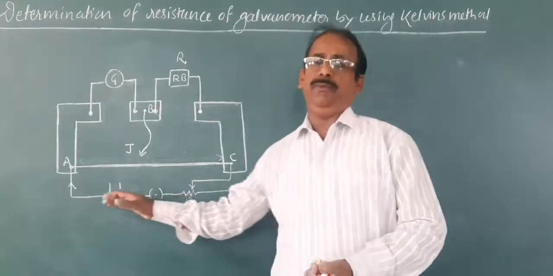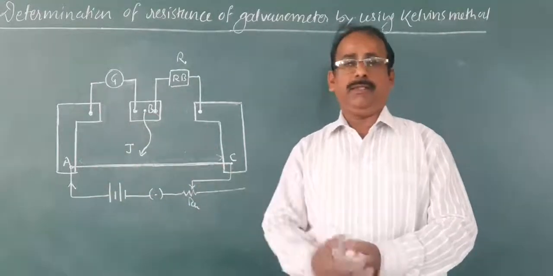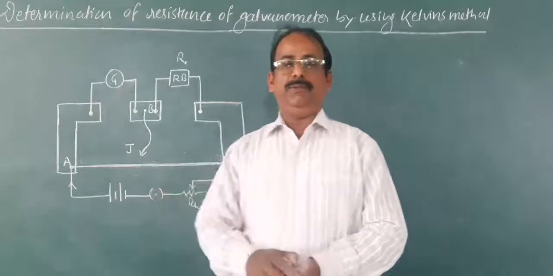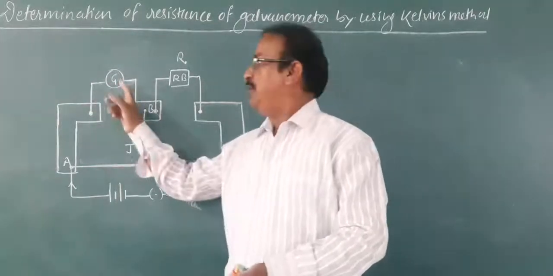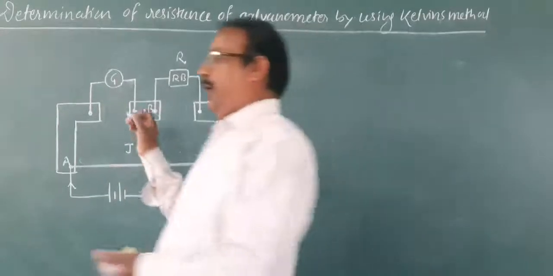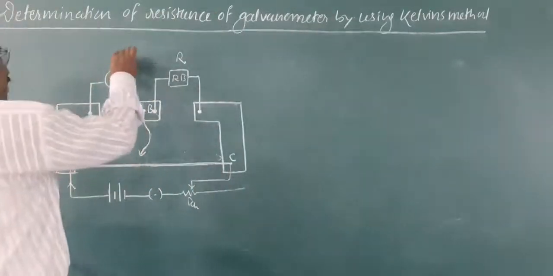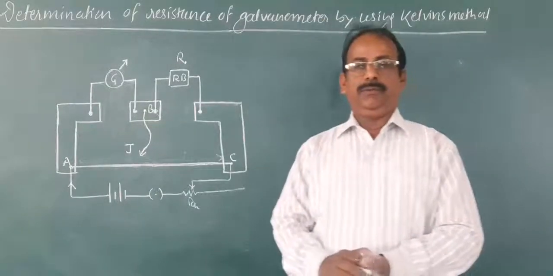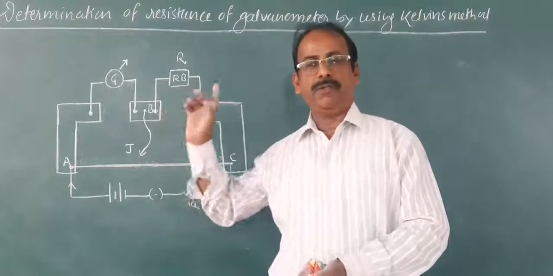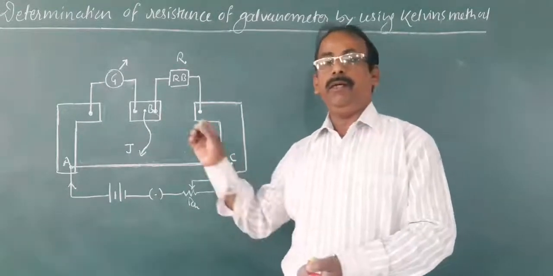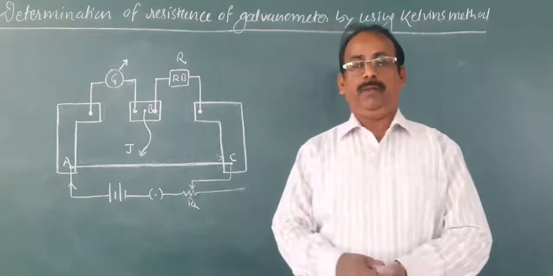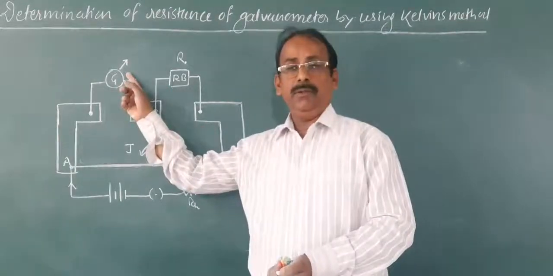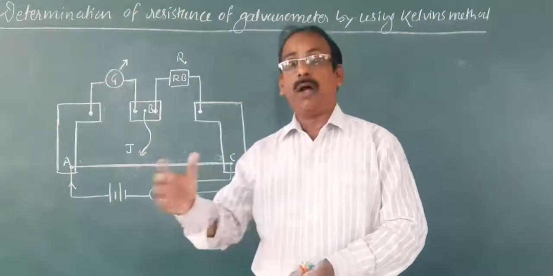As soon as we send the current in this meter bridge, current passes through this galvanometer also. Therefore, the galvanometer shows some deflection. Measure this deflection shown by the galvanometer. Take reading of this deflection. This reading is when the jockey is out of contact.